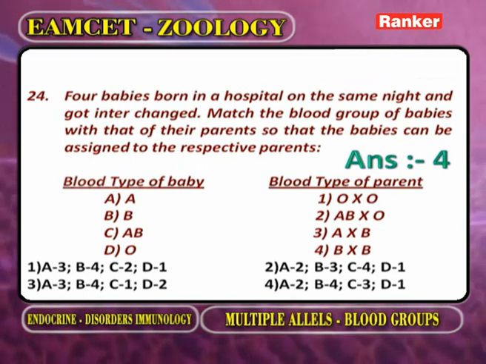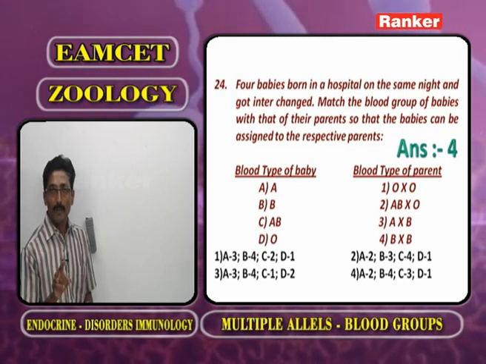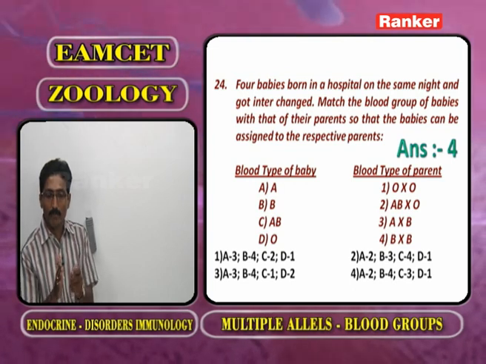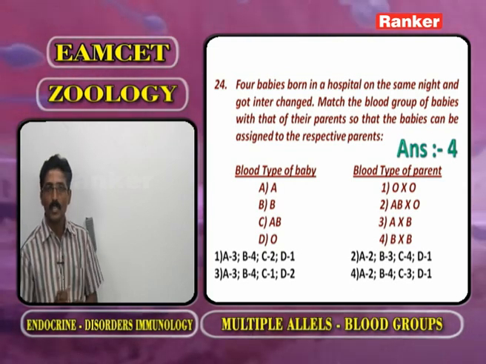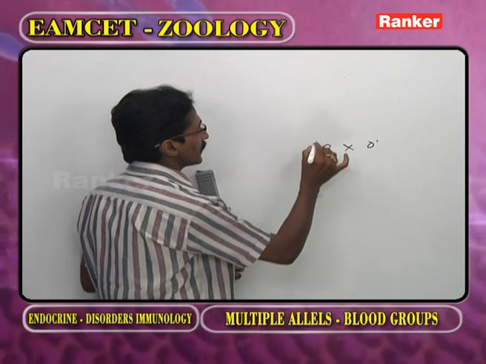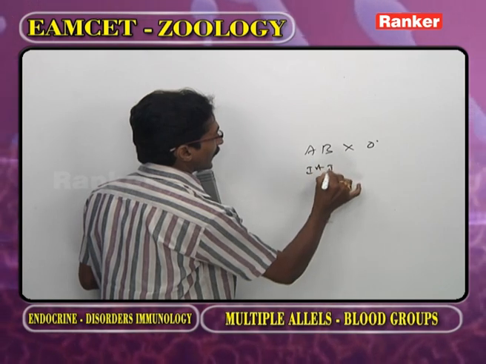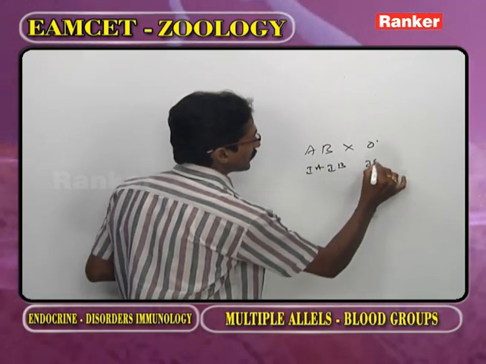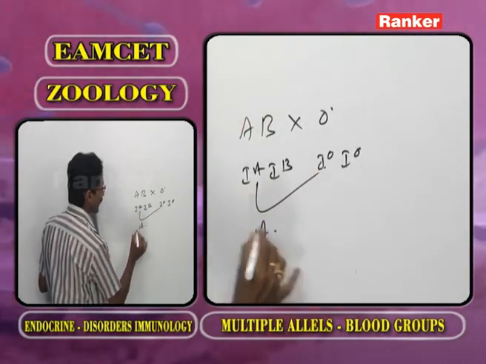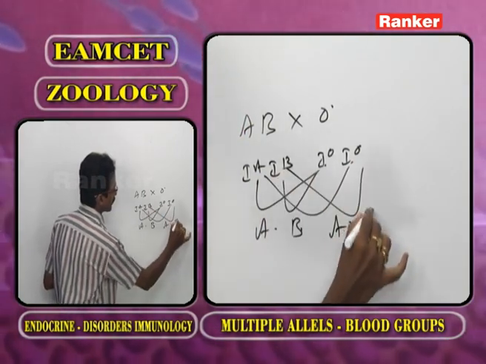Now you observe here the blood group of baby A. So here the baby blood group is A. Such a baby is handed over to what type of parents? AB and O. Here these two are the parents, with genotypes IA IB and IO IO. Now if we go for the cross, we get A blood group, B blood group, A blood group and B blood group.